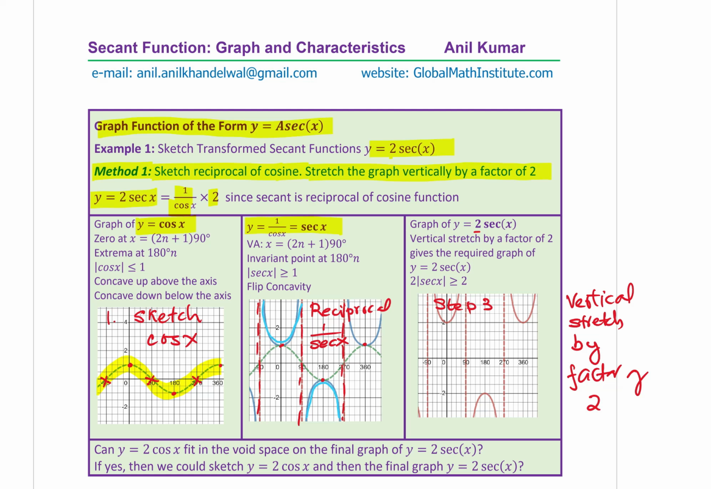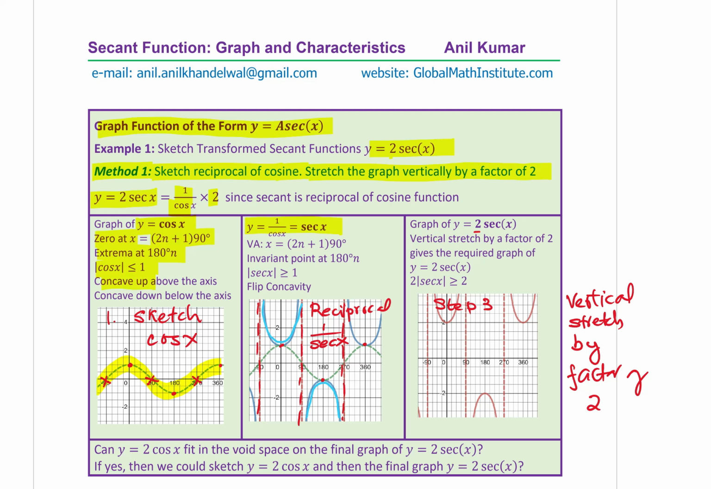So let's get back to this. Zeros for cosine functions are at odd multiples of 90, right? 2n plus 1 times 90. And the extreme values are at the multiples of 180. And as you've seen, cos is less than or equal to 1, in between plus and minus 1.